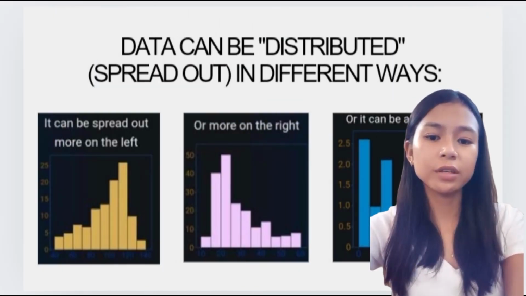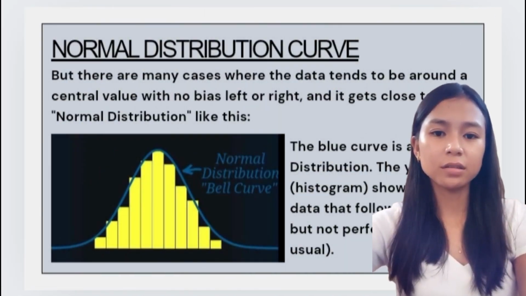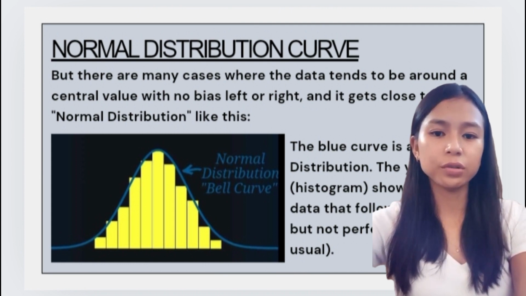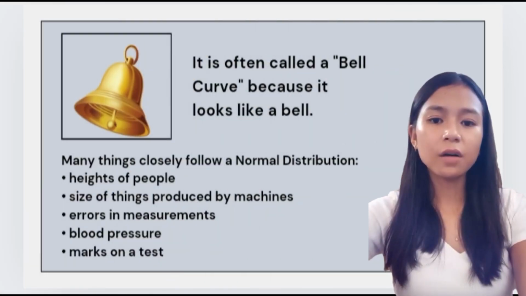Data can be distributed in different ways. It can be spread out more on the left or on the right, or it can be jumbled up. But there are many cases where the data tends to be around a central value with no bias left or right, and it gets close to a normal distribution like this. The blue curve is a normal distribution. The yellow, which is the histogram, shows some data that follows it closely, but not perfectly, which is usual. It is often called a bell curve because it looks like a bell.